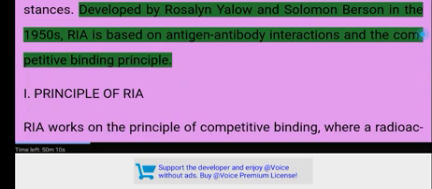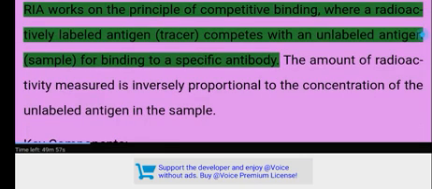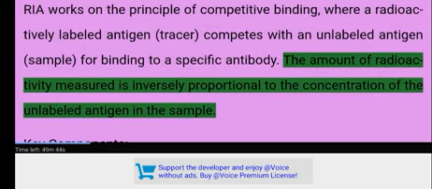Developed by Rosalyn Yalow and Solomon Berson in the 1950s, RIA is based on antigen-antibody interactions and the competitive binding principle. Principle of RIA. RIA works on the principle of competitive binding, where a radioactively labeled antigen tracer competes with an unlabeled antigen sample for binding to a specific antibody. The amount of radioactivity measured is inversely proportional to the concentration of the unlabeled antigen in the sample.